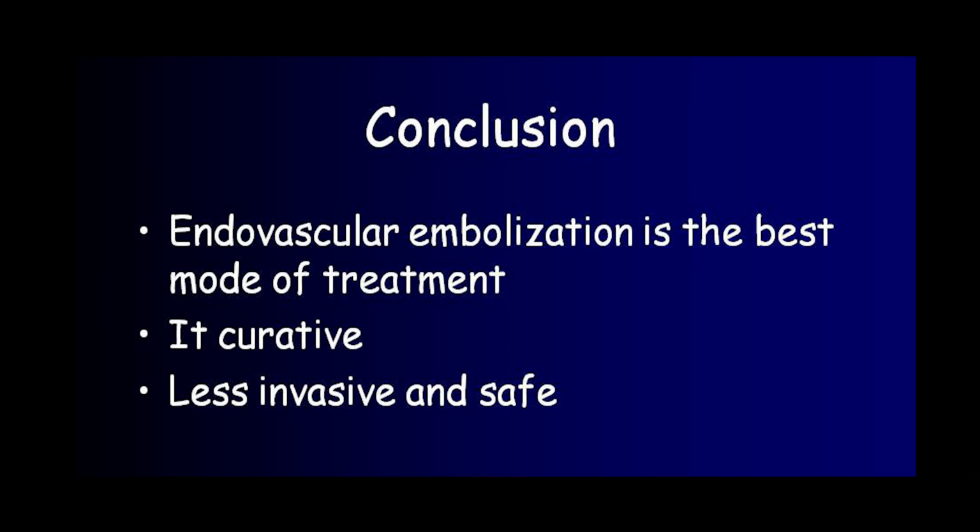So in conclusion, endovascular embolization is one of the best, and probably I would say the only best mode of treatment when it comes to spinal arteriovenous malformation. It is curative. Sometimes we treat that part of the malformation which is creating problems, and leave aside the areas which we think are not creating problems, because this requires more skill, but of course it is less invasive and much safer than open surgical technique when it comes to spinal arteriovenous malformation.